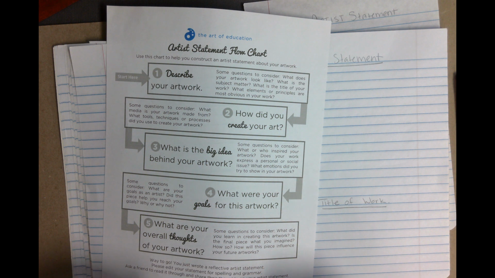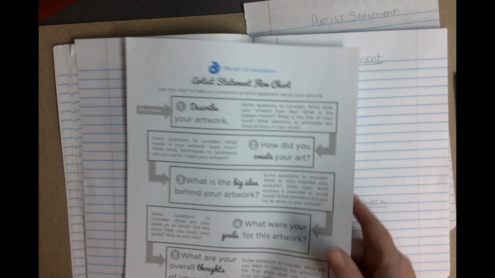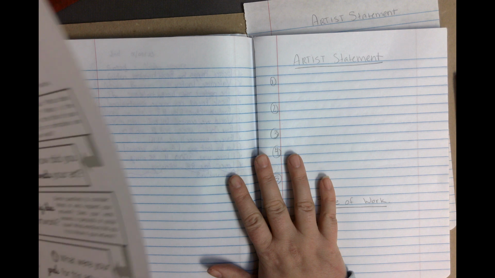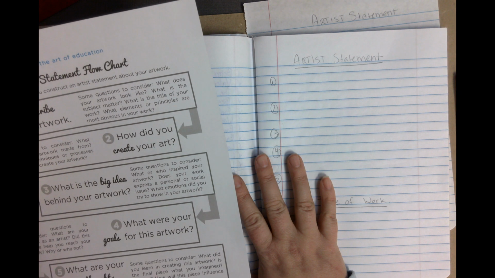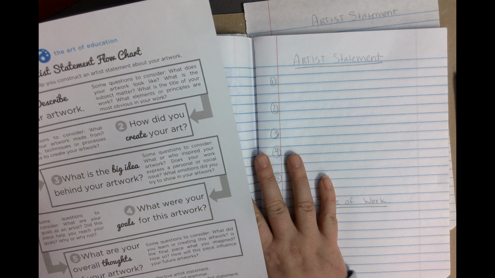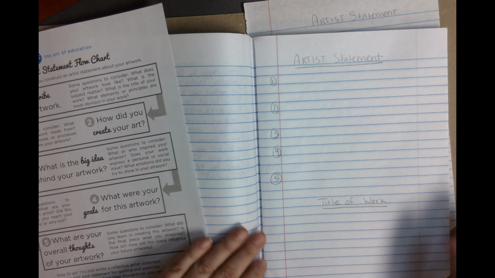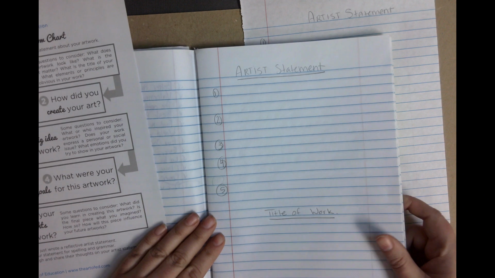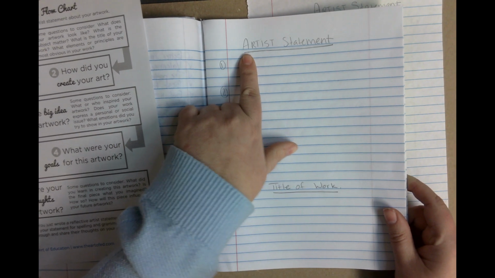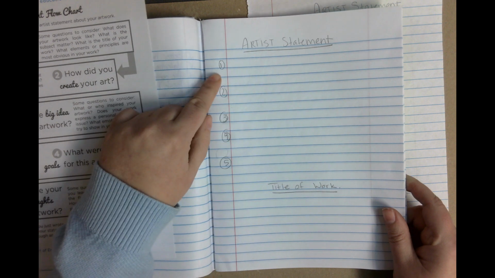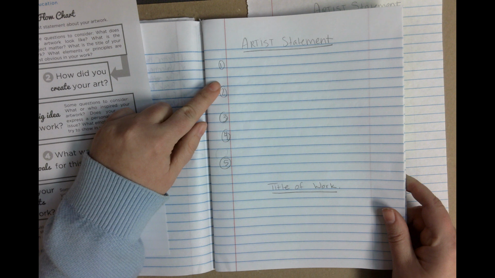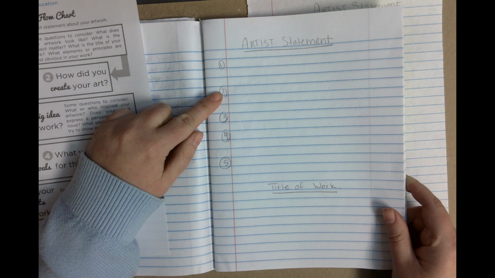For this video, you're going to need the artist statement flowchart and your art journal. Before we get into things, I want you to set your journal page up just as I've shown it here. You've got your artist statement. You label the page in your journal "Artist Statement," and then you put number 1, skip 2 lines. Number 2, skip 2 lines.